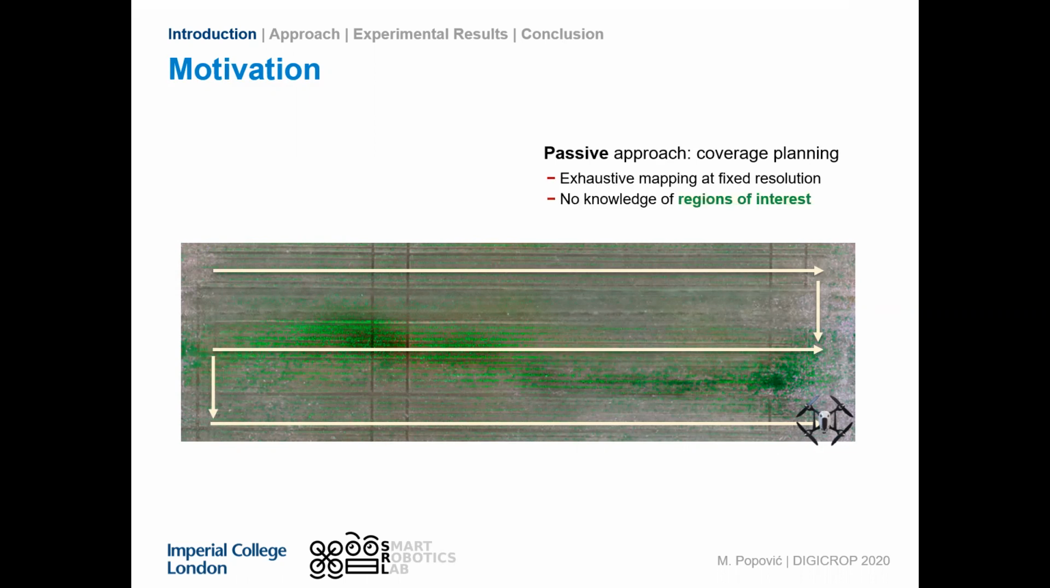However, the major drawback is that the entire environment is mapped with a constant resolution, limited by the pre-planned trajectory. As the distribution of interesting regions is unknown in advance, we can't improve map accuracy in these areas and waste energy on mapping exhaustively instead.